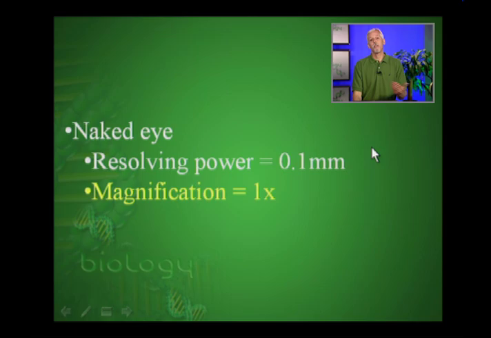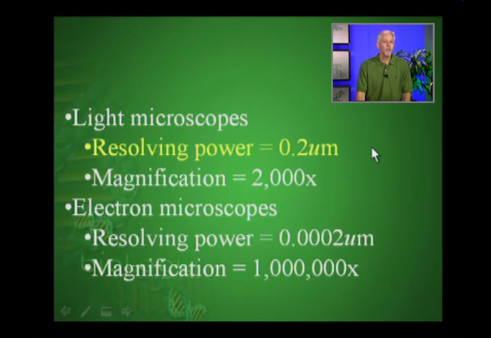So just to give you that as a reference point, as we look at the quality of light microscopes, the very, very best light microscopes have a resolving power of 0.2 micrometers. And a micrometer is a millionth of a meter. And they can have magnifications up to 2000x.